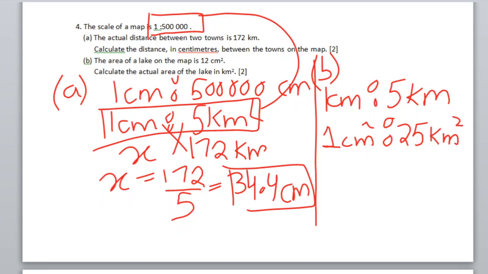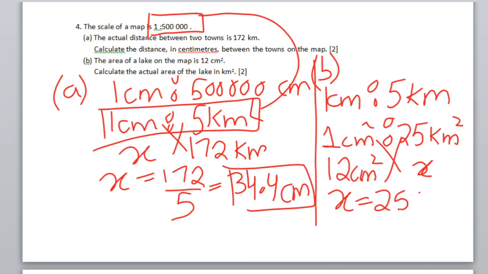And then calculate the actual area of the lake when the area on the map is 12 centimeters square. So write x here, cross multiply, x will be equal to 25 times 12. 25 times 12 is 300 kilometers square.